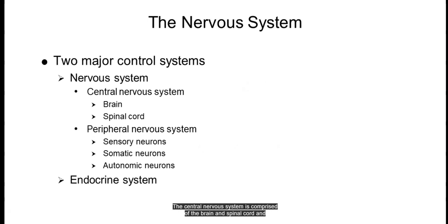First, let's define the central and peripheral nervous systems. The central nervous system is comprised of the brain and spinal cord, and the peripheral nervous system contains sensory or afferent neurons, somatic or motor neurons, which are responsible for voluntary muscle control such as walking, lifting, etc., and the autonomic nervous system, which controls the automatic mechanisms in the body such as our heart beating fast or slowly, pupils dilating or constricting, and smooth muscle contraction and relaxation in the lungs.